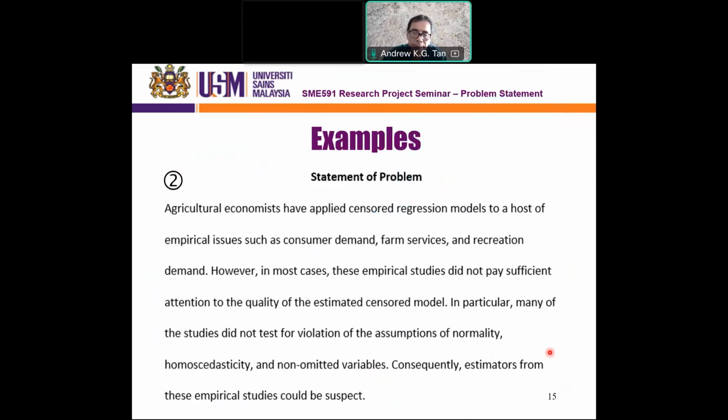Let's look at the second one. Agricultural economists have applied censored regression models to a host of empirical issues, and so on. However, in most cases, these studies did not pay sufficient attention to the quality of the estimated censored model. In particular, many of these studies did not test for violation of the assumption of normality, homoscedasticity, and non-omitted variables. Consequently, estimators from these empirical studies could be suspect.